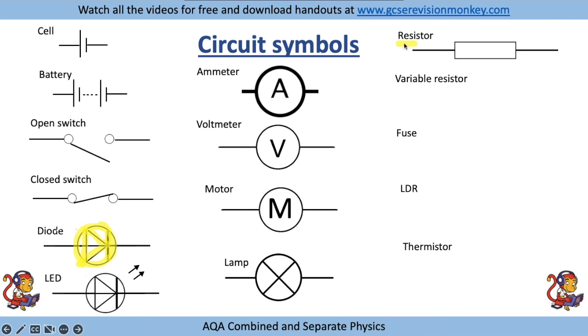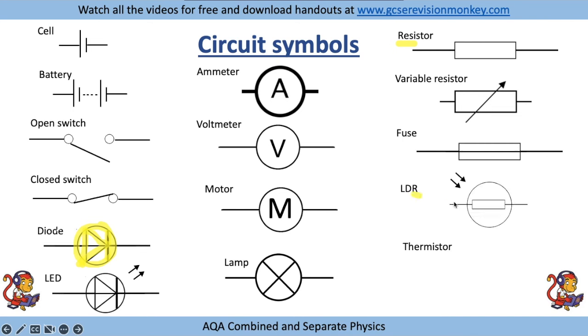So a normal resistor is just a plain rectangle. A variable resistor has an arrow through it. A fuse is a resistor with a line going straight through it. An LDR is a light dependent resistor. So again, think resistor, it must start with a rectangle, and these arrows show the light going in. So it's dependent on light, as opposed to the diode, which is emitting light. And then finally, the thermistor, like so.